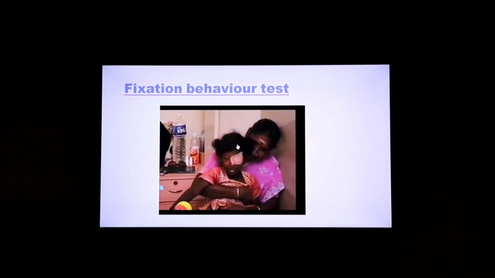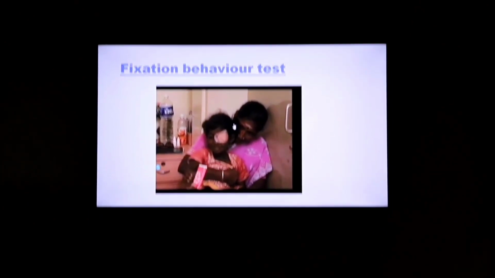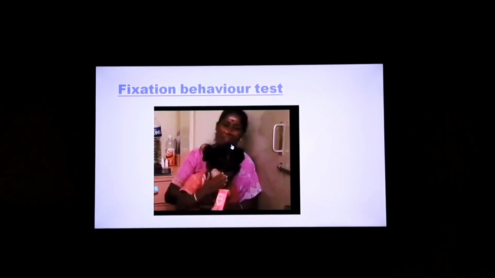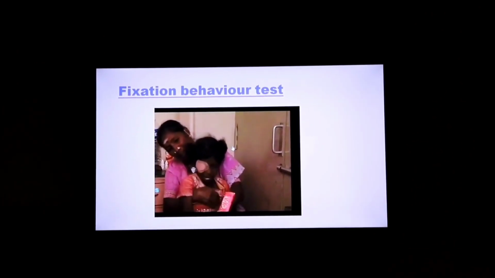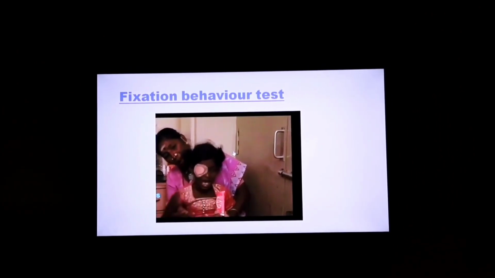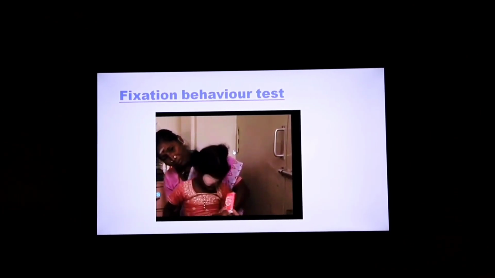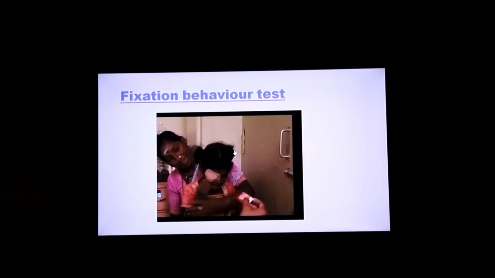This is an abnormal case. When the left eye is covered, the child will be happy and will take the object. But when the right eye is covered, he will start crying and start moving because he is not able to fixate.